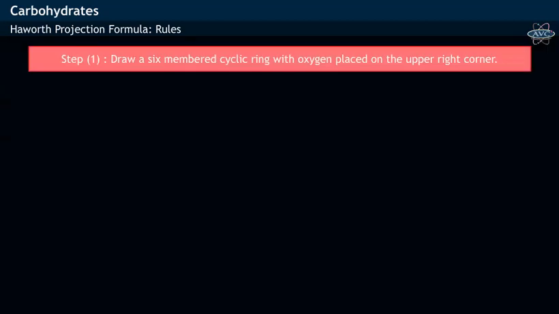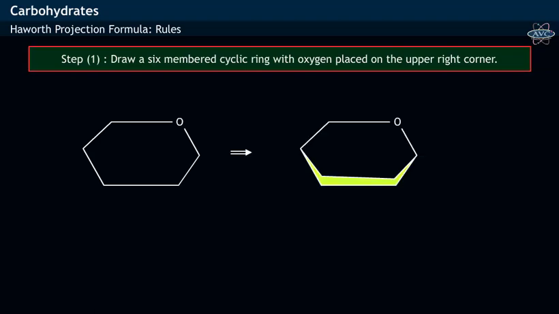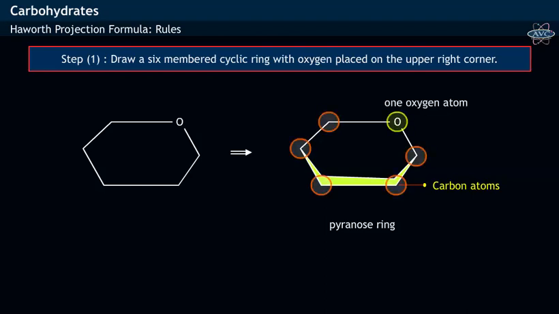Step 1. Firstly, a 6-membered cyclic ring with oxygen at the upper right corner is placed. It is called the pyranose ring, which has 5 carbon atoms and 1 oxygen atom. It is numbered from 1 to 5.